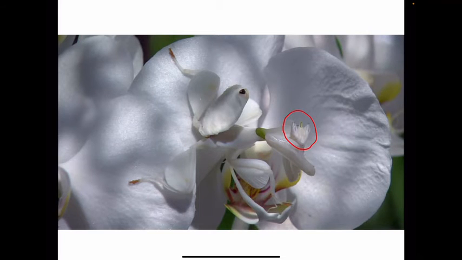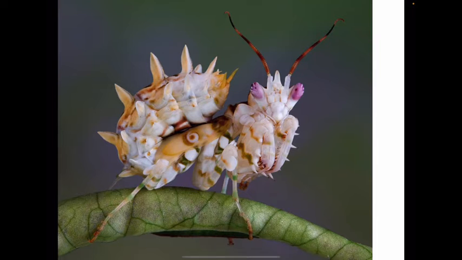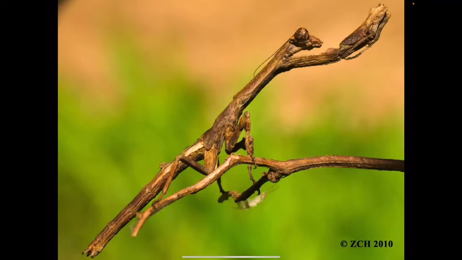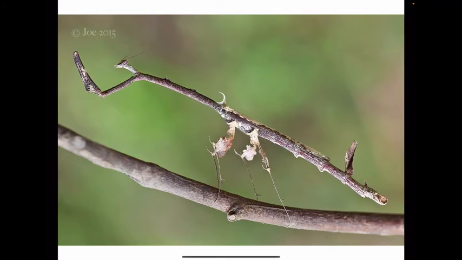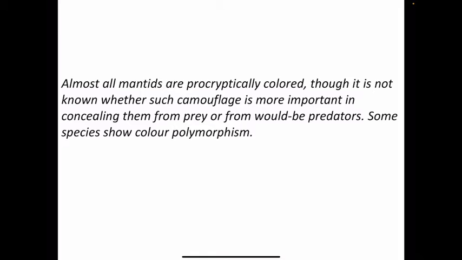Now this is a praying mantid. It's their head, then raptorial leg, hind leg, abdomen, and sometimes they look like flowers, and sometimes they look like sticks also. So they are very good in camouflage. They are procryptically colored, which helps them to catch their prey or hide themselves from the predators.